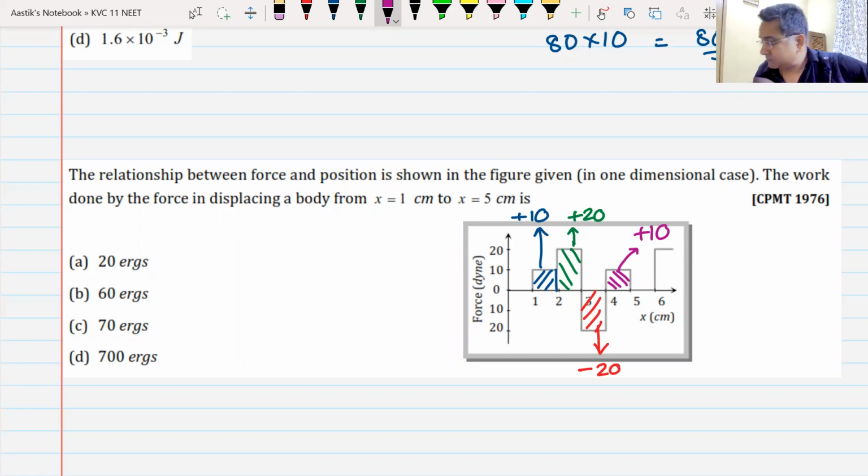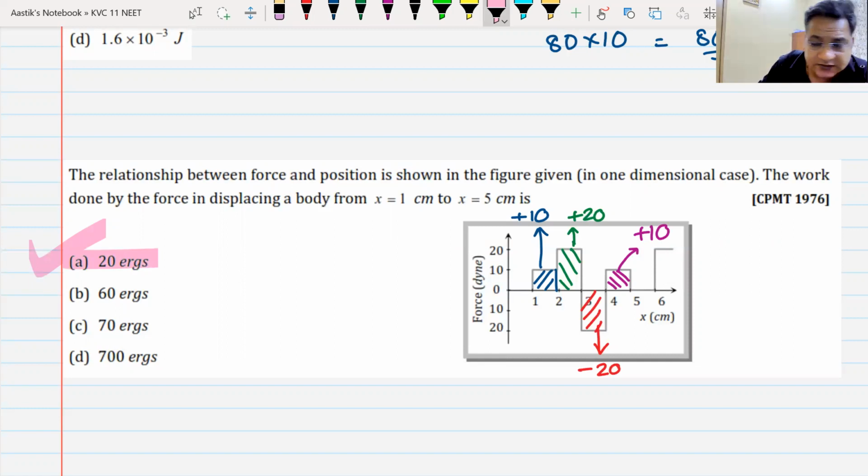Option A. Option A, and that is the correct answer. Well done, everyone. Everyone got this answer? Yes or no? Anyone got this answer? No one got this answer. Okay, I'll give you a minute to note it down.